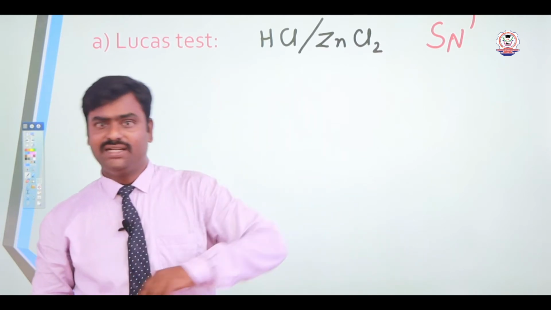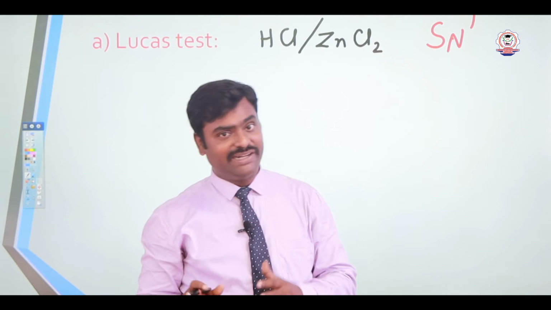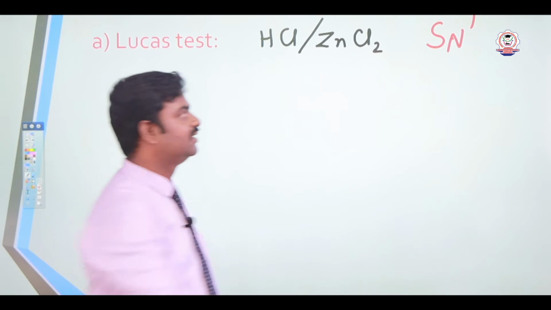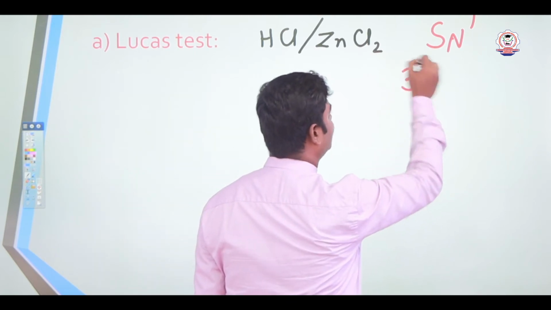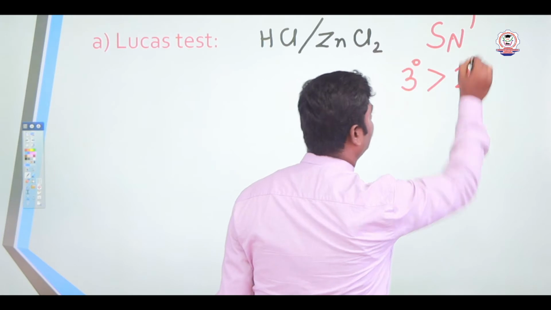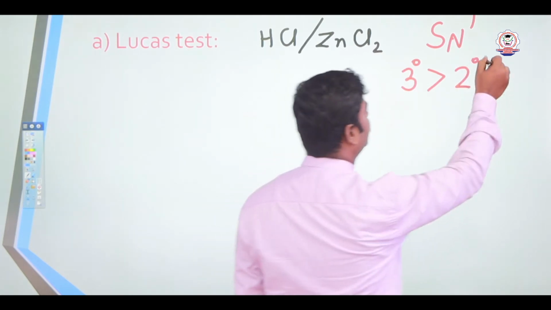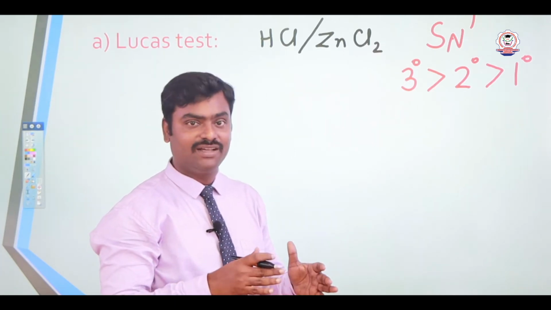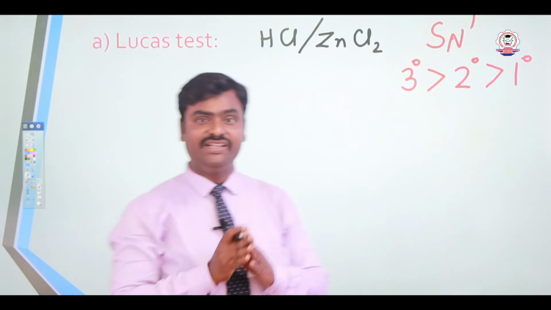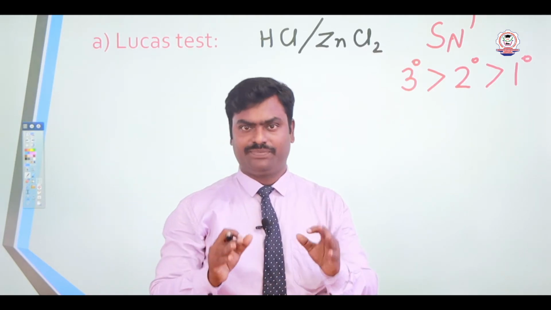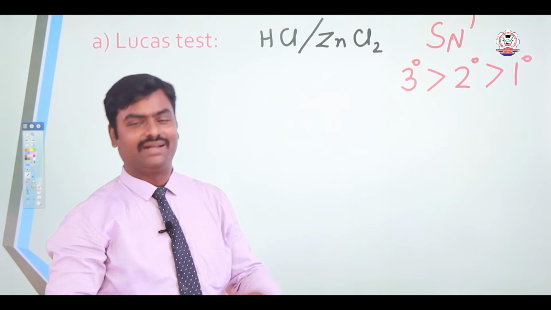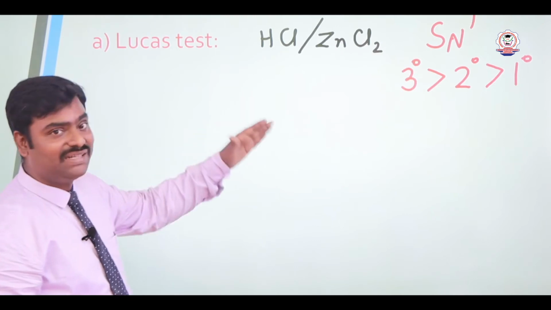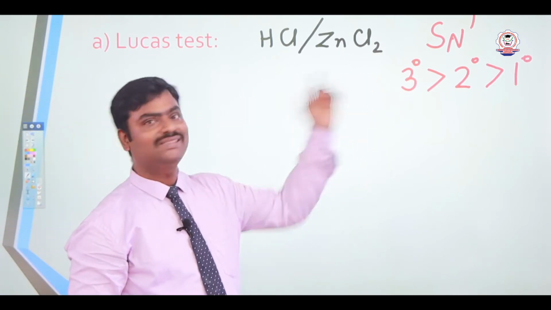Do you know the relationship between the stability of primary, secondary, tertiary carbocations? Yes, you are correct. Tertiary is the most stable, secondary has moderate stability, and primary is the least stable. This is the stability order of carbocations. If the carbocation stability is more, the reaction goes well. If the carbocation stability is least, the reaction does not happen. According to that, we are going to classify the primary, secondary, tertiary alcohols using this Lucas reagent.